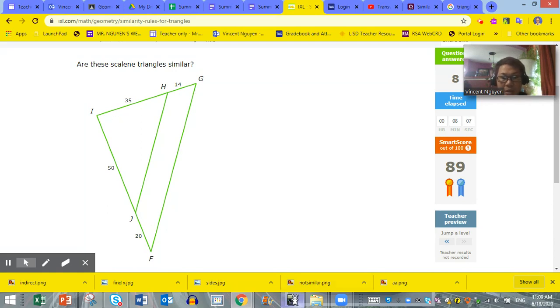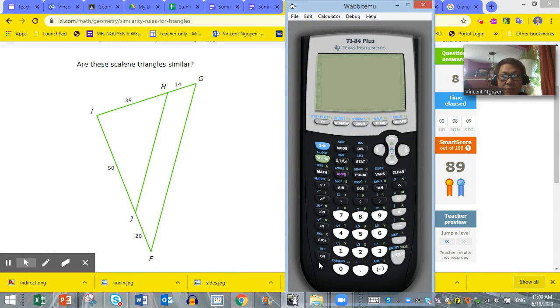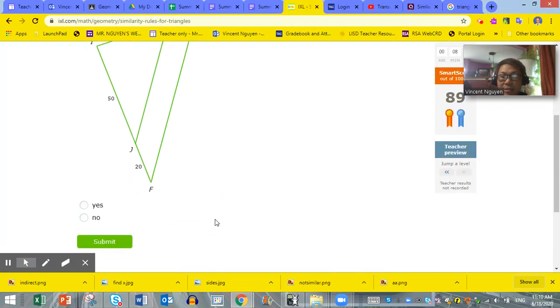So let's try that, okay? So we're going to do 35 divided by 50, and then it's going to give me a value. I'm going to remember that it's 0.7, and then I'm going to do 14 divided by 20. If this gives me 0.7 also, then I know they are similar, okay? Yes. Okay. So now I can hit yes. They are similar. And now I have to name them.